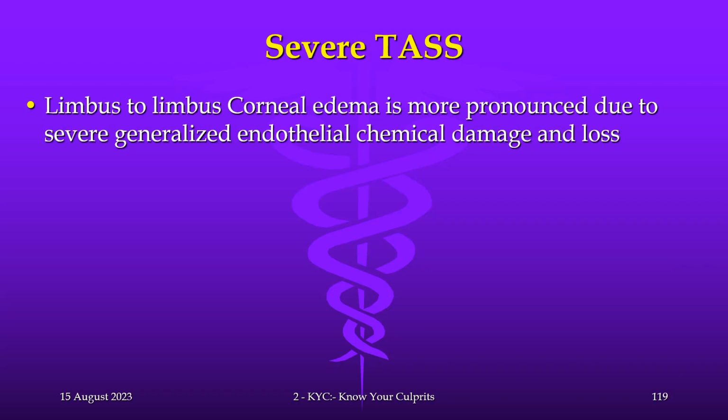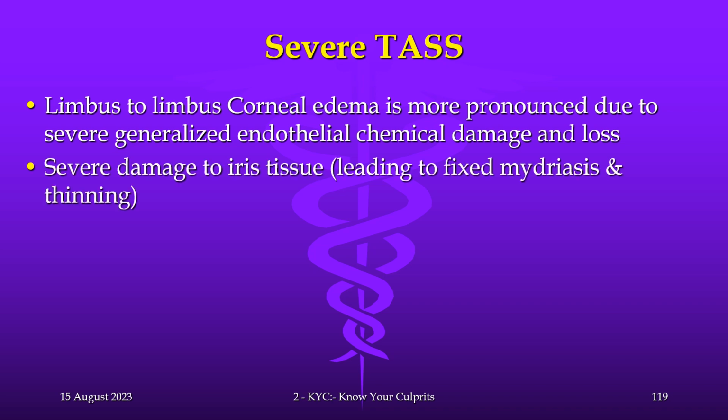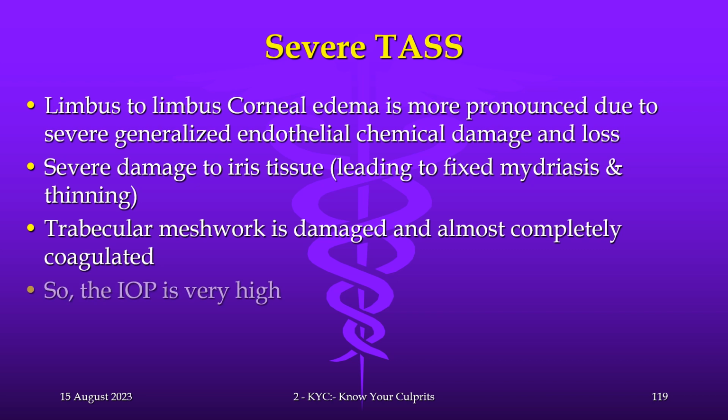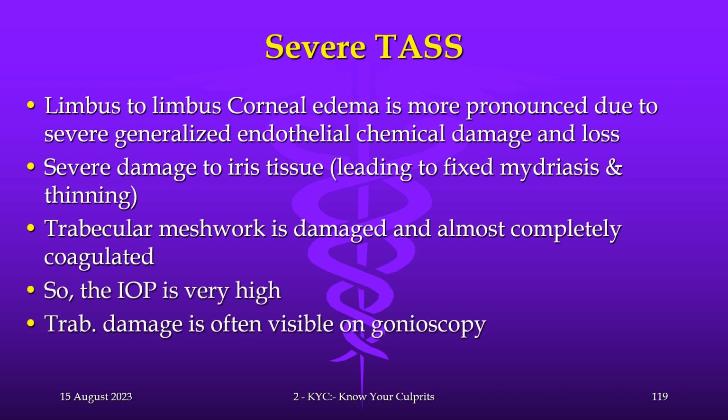In severe TAS, there is limbus to limbus corneal edema, which is more pronounced due to severe generalized endothelial chemical damage and cell loss. Severe damage to iris tissue leading to fixed mydriasis and thinning of the iris. And trabecular meshwork is damaged and almost completely coagulated, so the IOP is very high. Trabecular damage is often visible on gonioscopy.